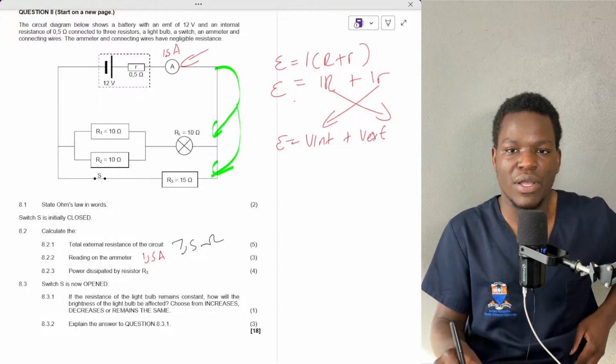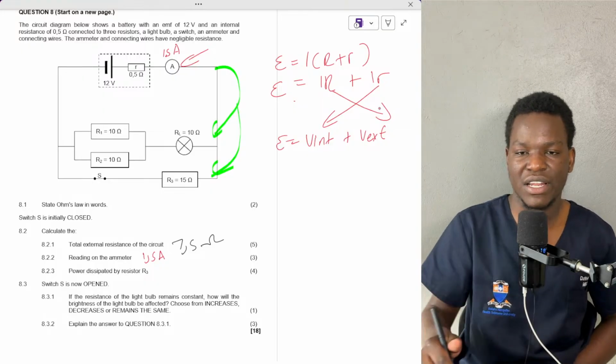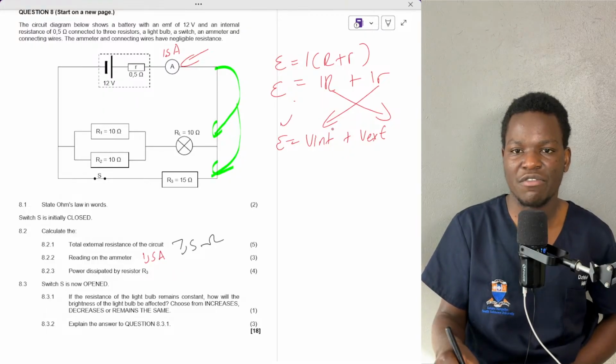So now when we realize that this is what makes up our EMF, how will we find our V internal? We need to first find our EMF, and our V internal will then help us find our V external.